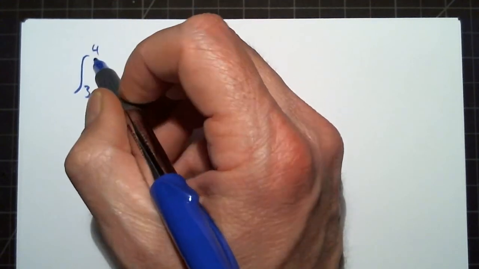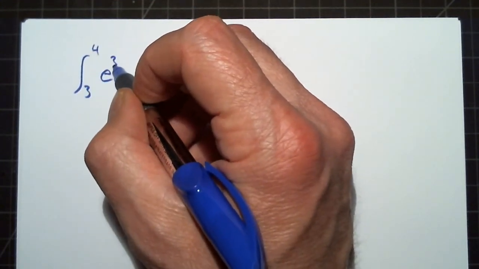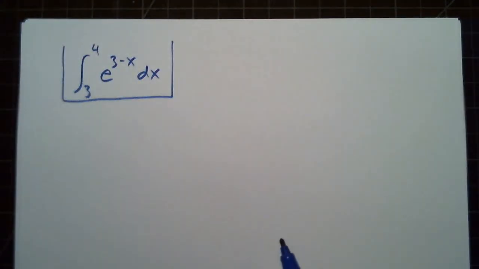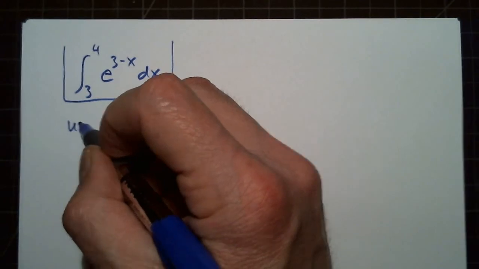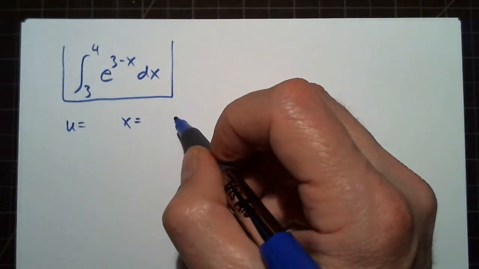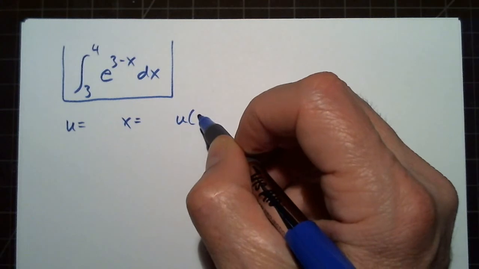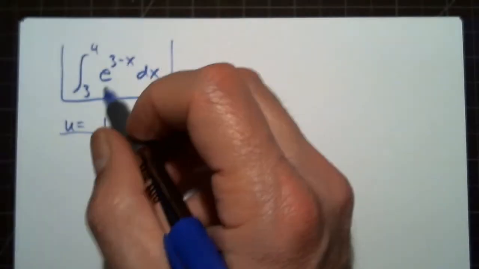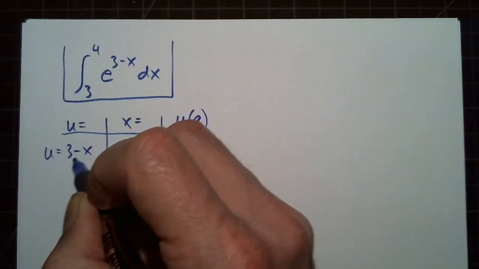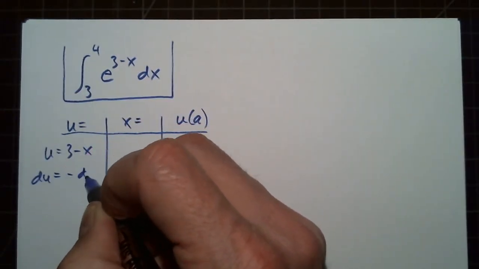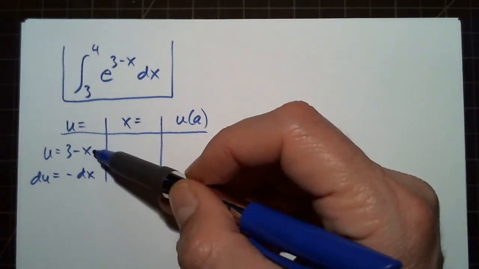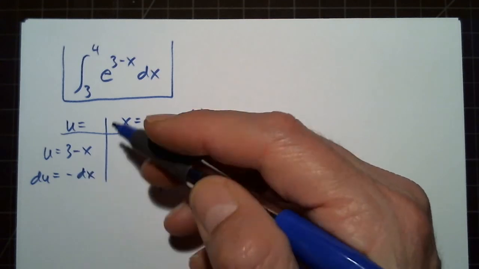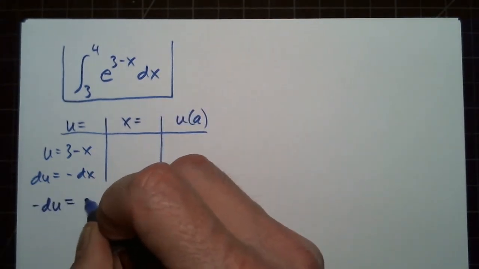And we'll just finish with definite integrals. And we'll start with focusing on the exponent. U is 3 minus x. And then we do the derivative of 3 is 0. The derivative of -x is -1 times dx. So negative du equals dx.